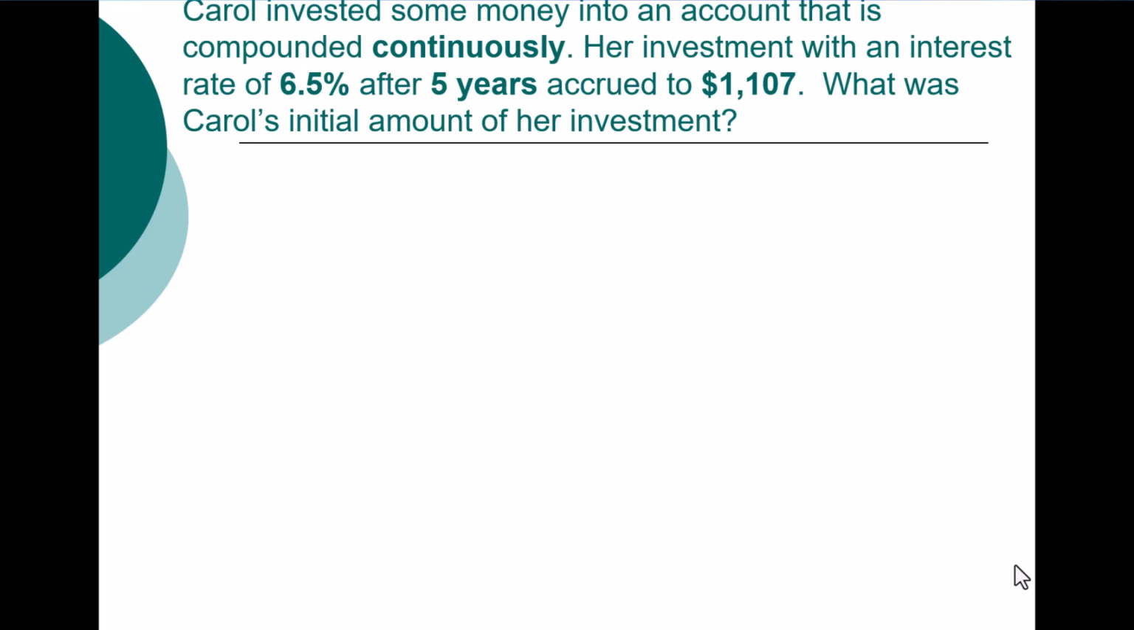Now let's look at another example. Carol invested some money into an account that's compounded continuously. So we're going to use that continuous formula. Her investment has an interest rate of 6.5%. After 5 years, it's accrued to $1,107. What was her initial amount? Start with the formula. A equals P times e to the rt. Okay, highlight important information. Continuously tells us that's the formula that we use. We need the interest rate, the time, and the initial amount.